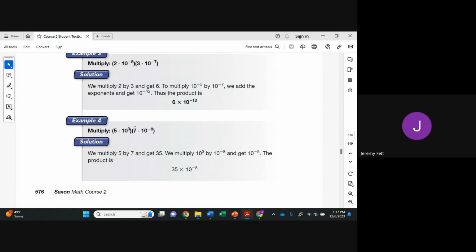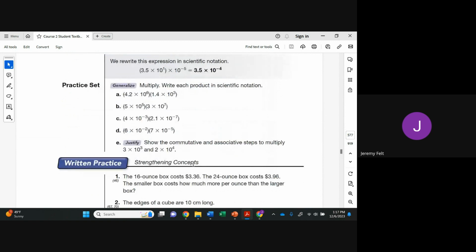5 times 10 cubed, 7 times 10 to the power of negative 8. 5 times 7 is 35. So we know we'll have to do something with that in the end to put the decimal in between. Base 10, we have 3 and negative 8. So 3 plus negative 8 is negative 5. And then I move the decimal over to make this 3.5, which means I add 1 to the exponent. Negative 5 plus 1 is negative 4.